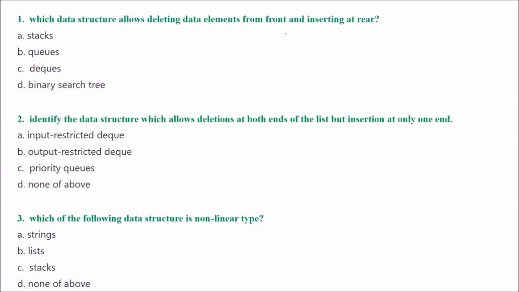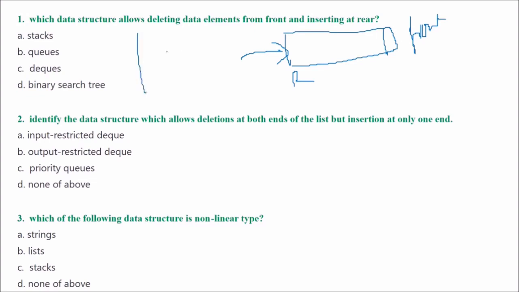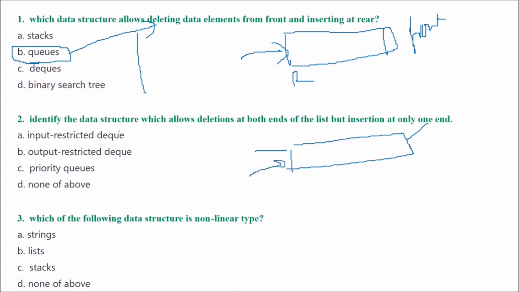Exactly. The first: which data structure allows deleting data elements from the front and inserting at the rear? Inserting at rear and deleting from front. These are 4 options for you. The answer is queues, a data structure which does exactly this. Second: identify the data structure which allows deletion at both ends of the list but insertion only at one end. These are 4 options for you. The answer is A, input restricted DQ.